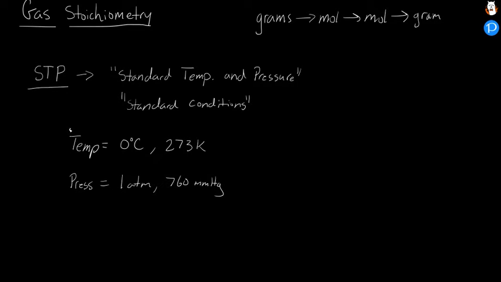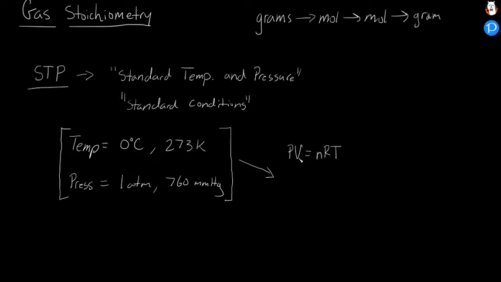Now here's the thing, though. We're going to take this a step further. If we take these standard conditions and plug them into our ideal gas law, PV equals nRT, we've got pressure, volume, and n is the number of moles of a gas. R is just the ideal gas constant. That number never changes. And then temperature. At standard conditions, we know the temperature and we know the pressure. And let's just assume 1 mole of gas.